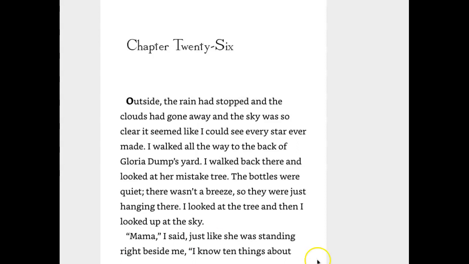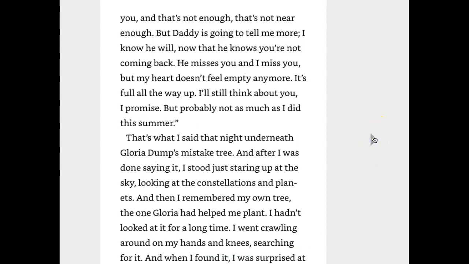"Mama," I said, just like she was standing right beside me, "I know 10 things about you, and that's not enough. That's not near enough. But Daddy is going to tell me more. I know he will, now that he knows you're not coming back. He misses you, and I miss you, but my heart doesn't feel empty anymore. It's full all the way up. I'll still think about you, I promise, but probably not as much as I did this summer."